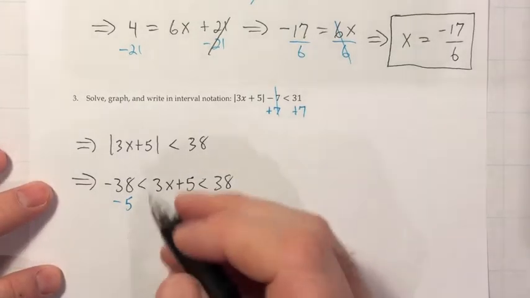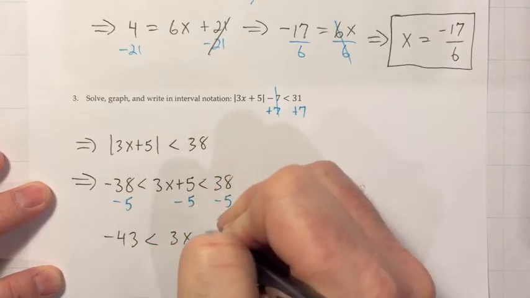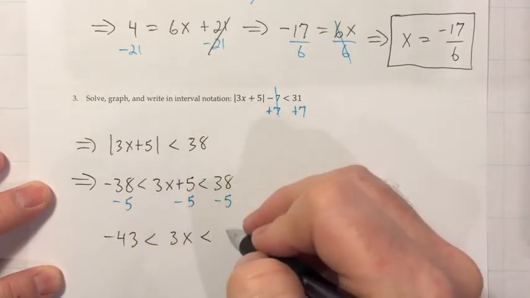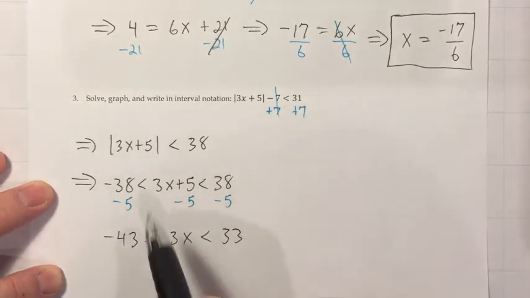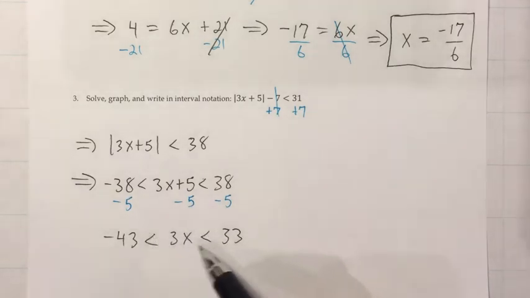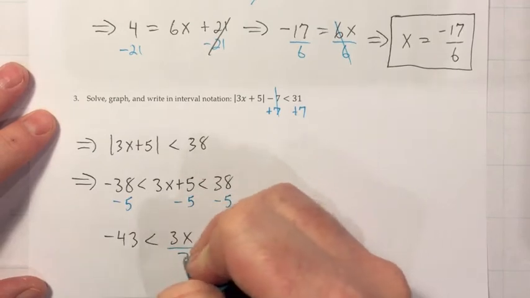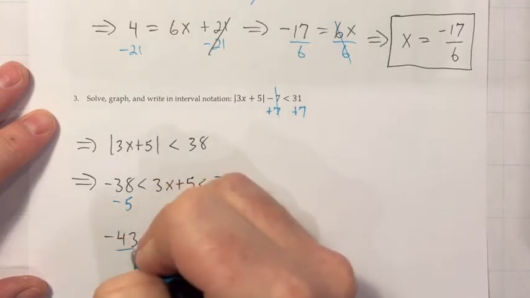So negative 38 minus 5 is negative 43. That's less than 3x, which is less than 38 minus 5, which is 33. And we subtracted 5, or you could look at that as a negative 5, but addition subtraction never causes us to reverse the inequality. It's only if we divide by a negative that happens. So if you're thinking about that, that's why we're not doing that here. And then we want to get this x by itself in the middle, so we'll divide by 3. That would cancel that 3, leaving just the x. But if we do that to the middle, we have to do that to both sides as well.